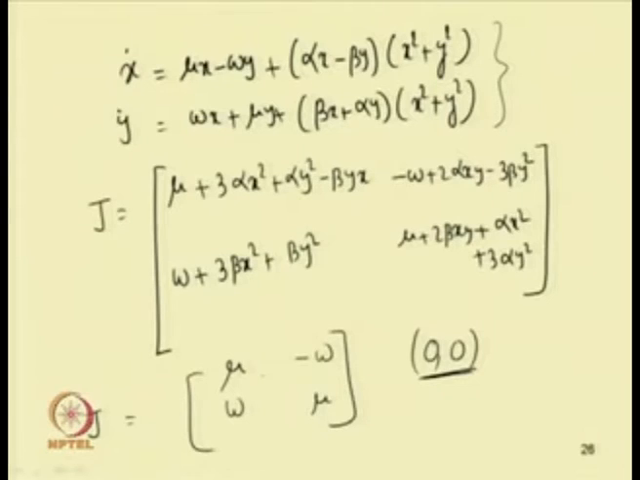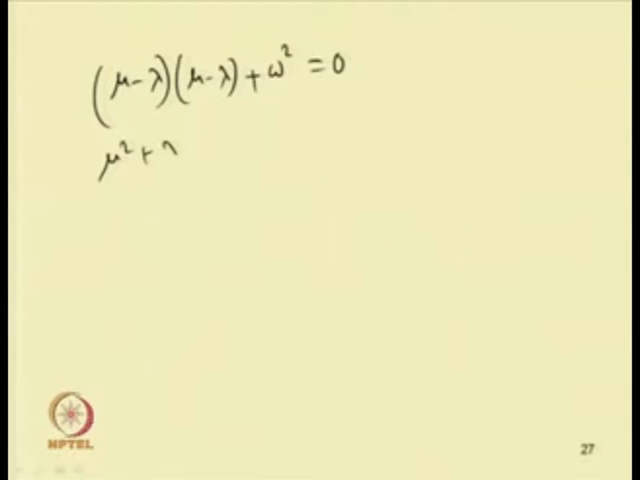So, for finding this eigenvalue, one can write this (mu minus lambda), then omega into (mu minus lambda). By taking the determinant of this A minus lambda I, or J minus lambda I matrix, one can find (mu minus lambda) into (mu minus lambda) plus omega square equal to 0, or mu square plus lambda square minus 2 mu lambda plus omega square equal to 0.